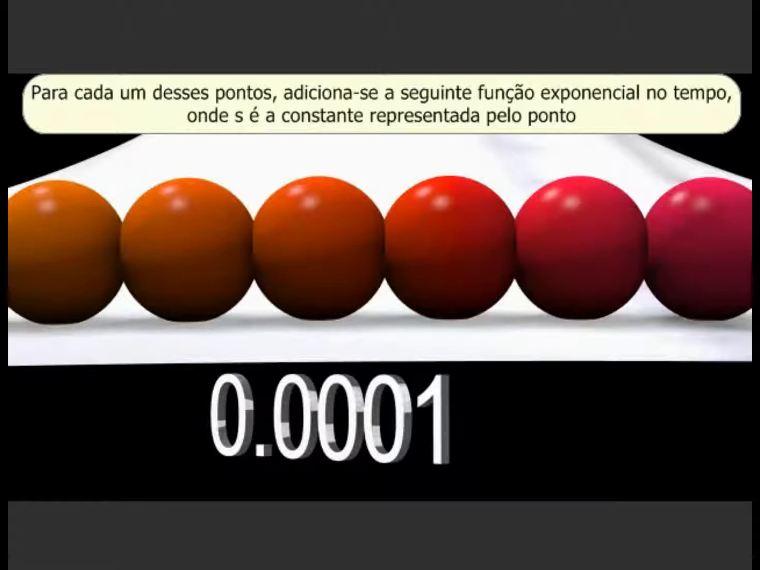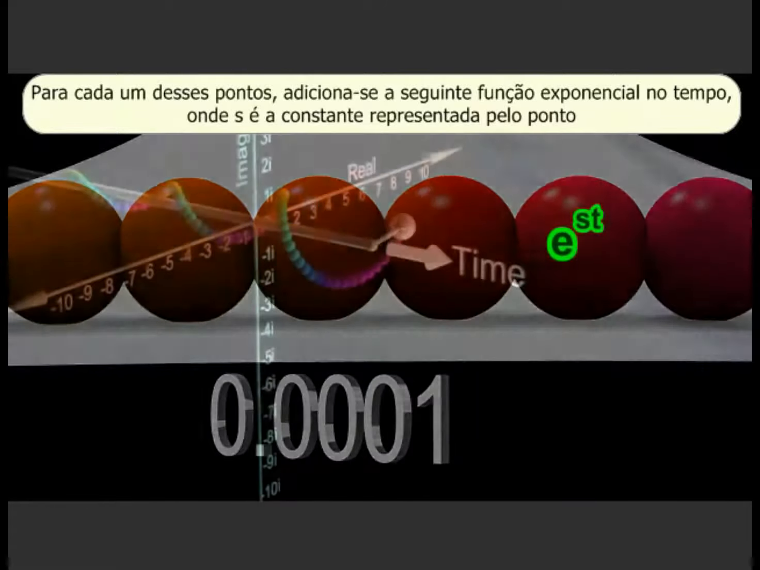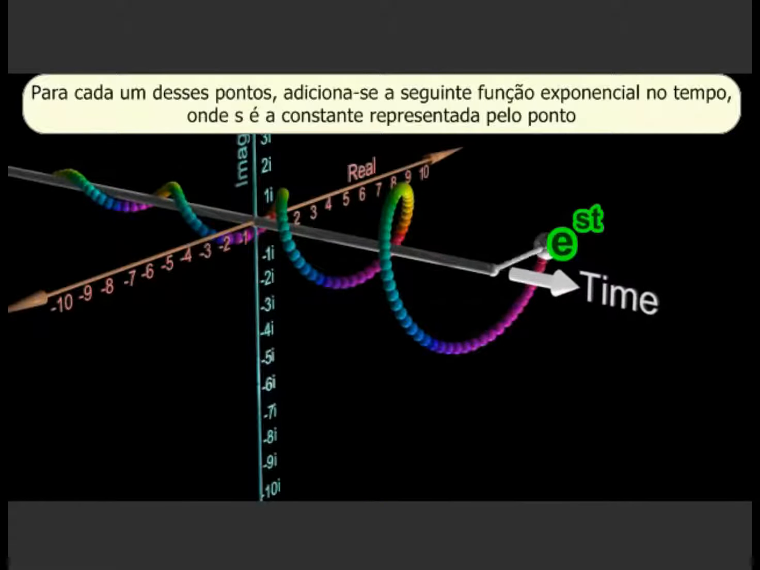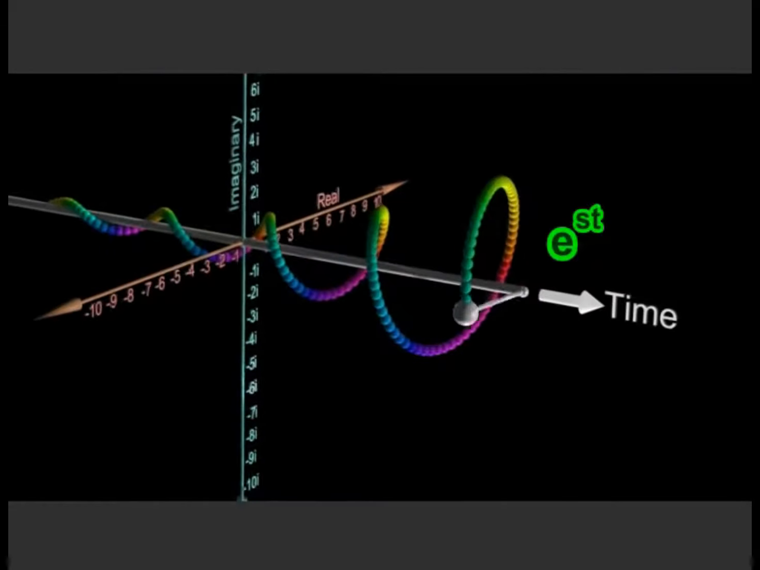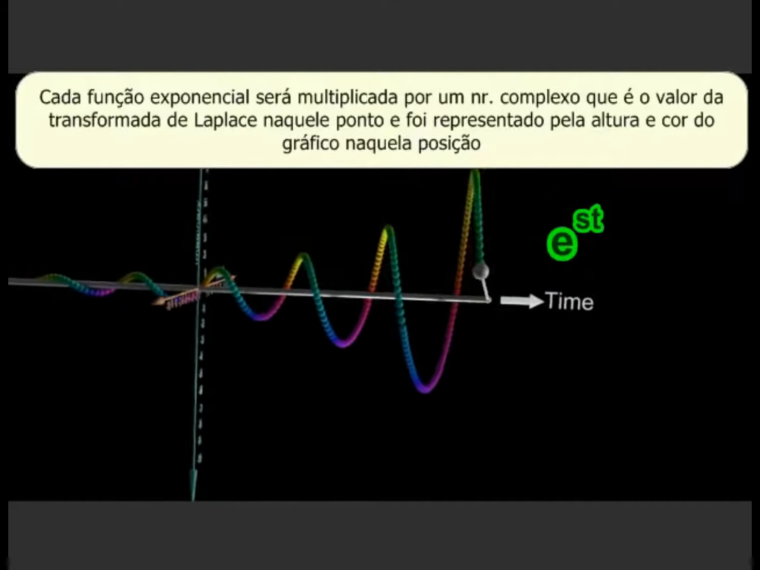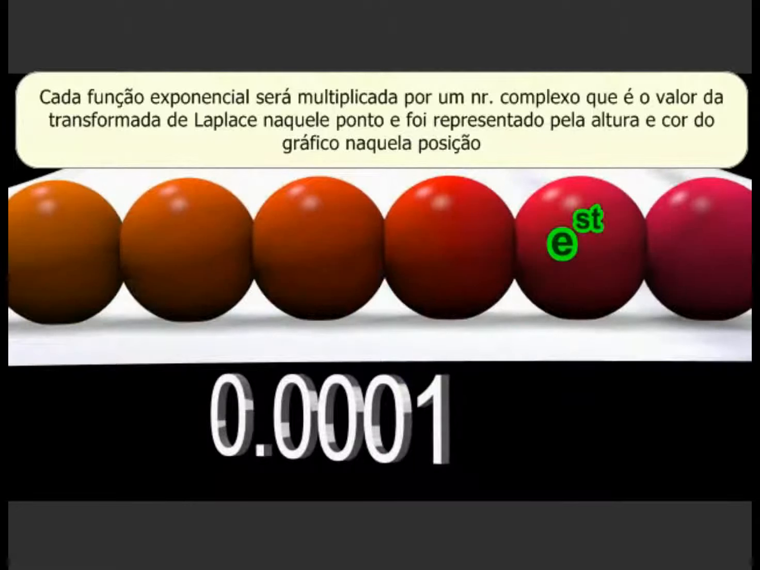For each of these points, we are going to add the following exponential function of time, where s is the constant represented by that point. Each of the exponential functions will be multiplied by a complex number that is the value of the Laplace transform at that point, as was represented by the height and color of the graph at that location.